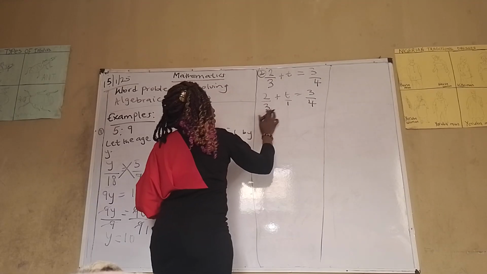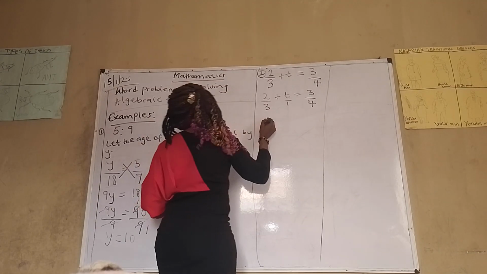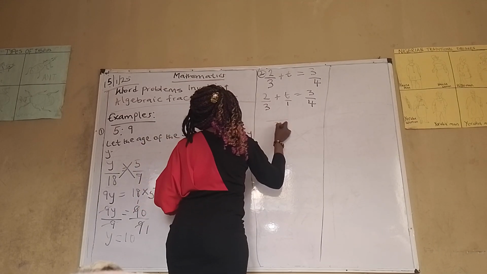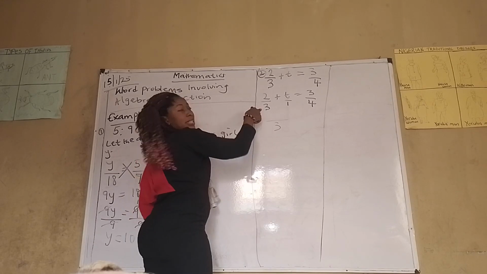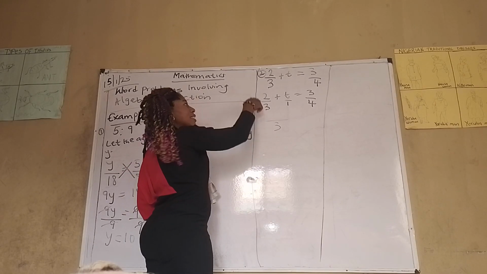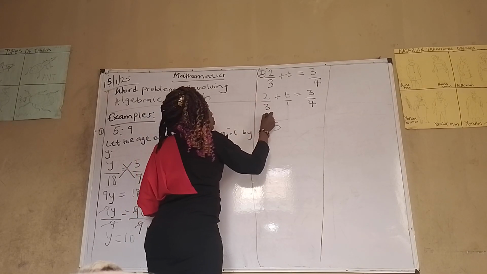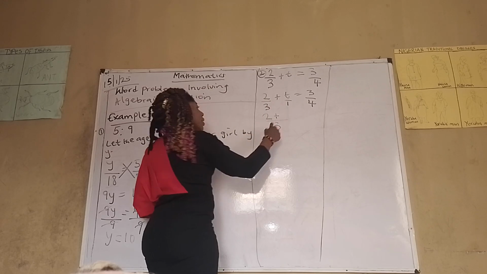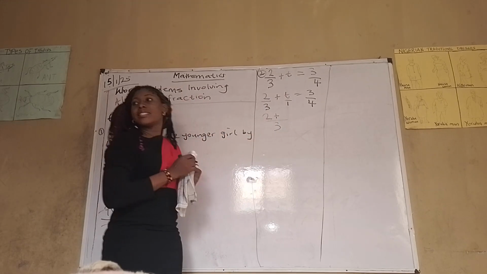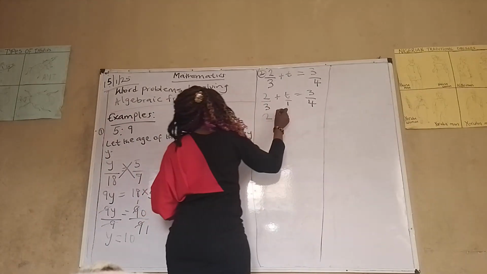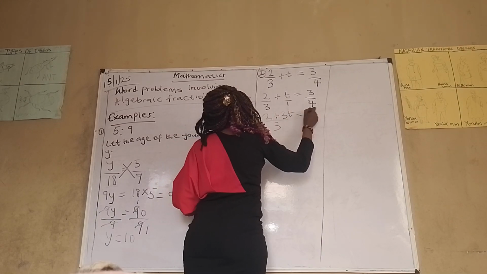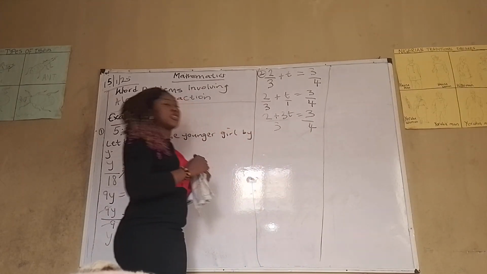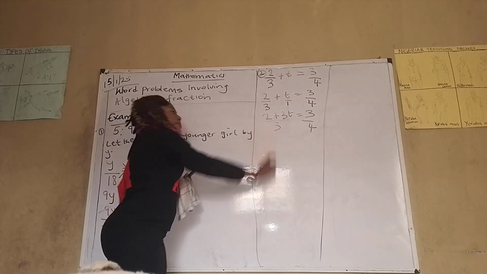You look for the LCM of 3 and 1. Definitely it's going to be 3. 3 divided by 3 is 1. 1 times 2 remains 2, plus 3 divided by 1 remains 3. 3 times 3t equals 3/4. Now both of them are sharing the same denominator.